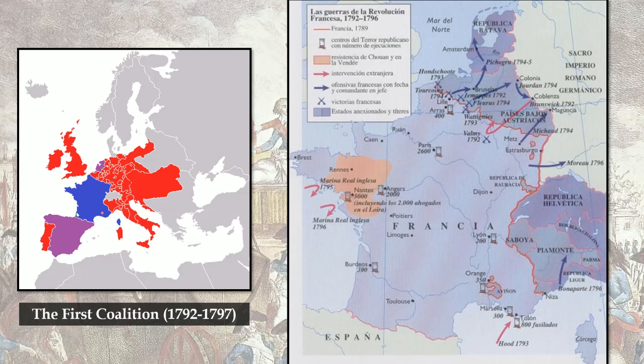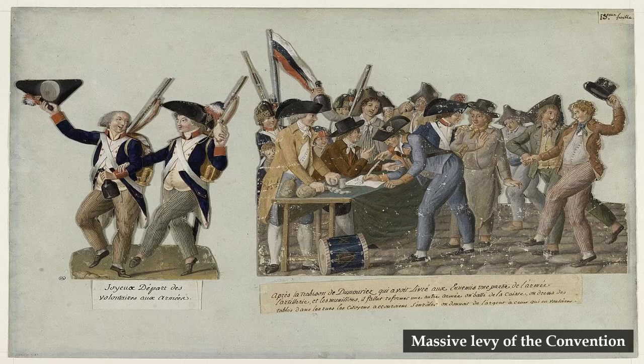Almost everyone in Europe. And to face this war, the convention, now controlled by the Jacobins, is going to organize this massive levy. A levy is a forced conscription, so a recruitment of soldiers. The convention is going to draft more than 1 million soldiers, which are going to help to win this first coalition, because they won the war.